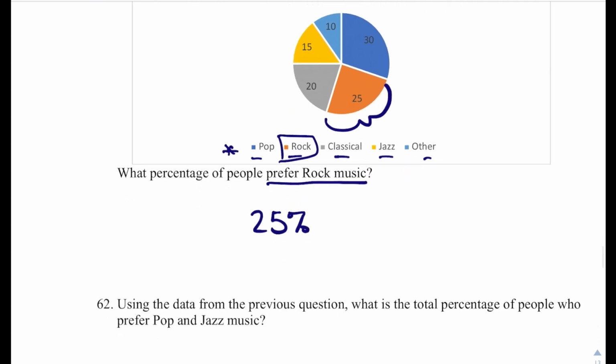Then using the data from the previous question, what is the total percentage of people who prefer pop and jazz music? So pop is blue, jazz is yellow. So our pop is going to be 30 plus our jazz is going to be 15. So this will be 45%.